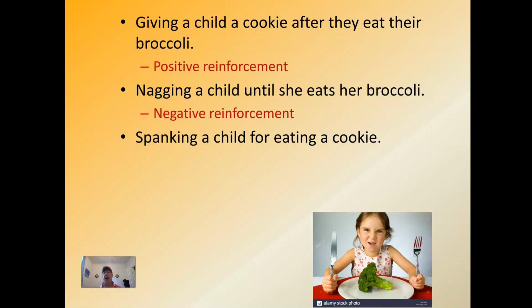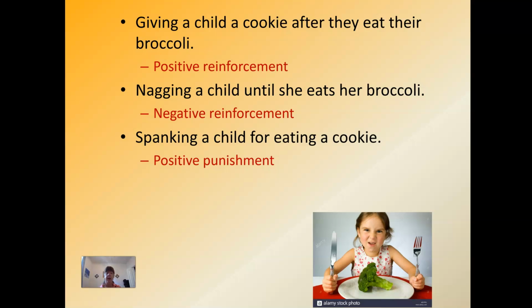Suppose the child eats a cookie and she wasn't supposed to eat it, so you spank her. So you spank a child for eating a cookie. What would that be? That would be called positive punishment, even though you might say, well, that's a really bad thing to do. No, under Skinner's definition, it's still called positive punishment because positive doesn't mean it's good. Positive means you presented a stimulus. In this case, the stimulus is the spanking.